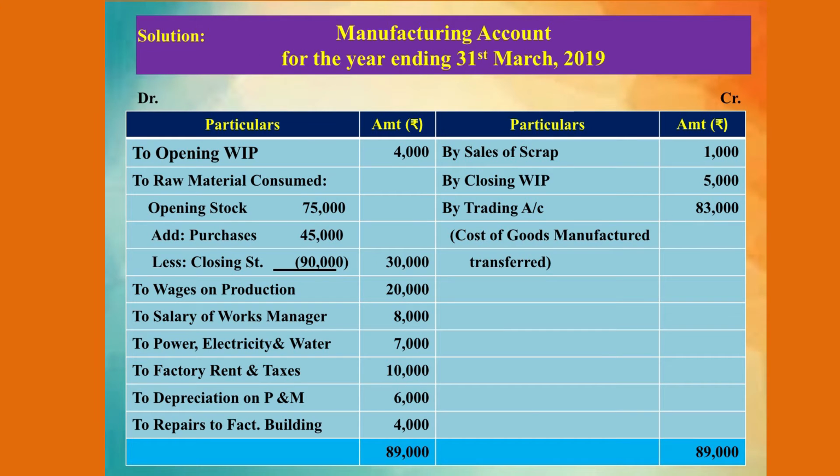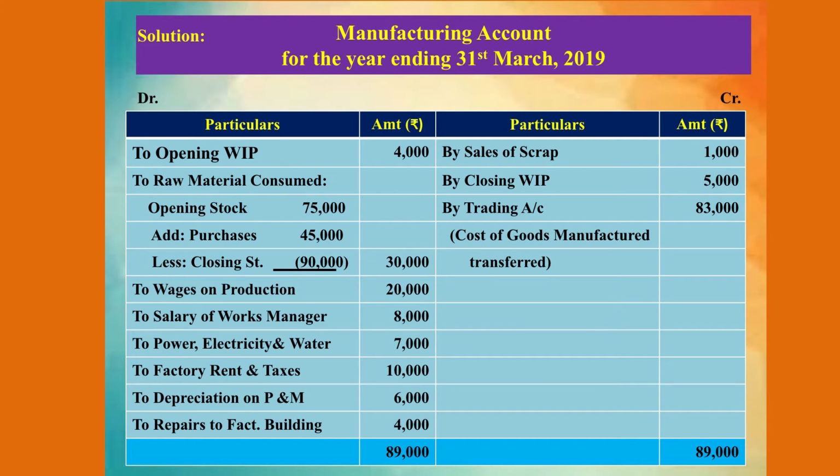Take a look at this manufacturing account for the year ending 31st March 2019. So you can take a look at the solution. On the debit side, we started with opening work in progress, that is 4,000 rupees. Next item, raw material consumed. As I already told you, how do we find the raw material consumed? We will take the opening stock of raw material, that is given to us as 75,000.